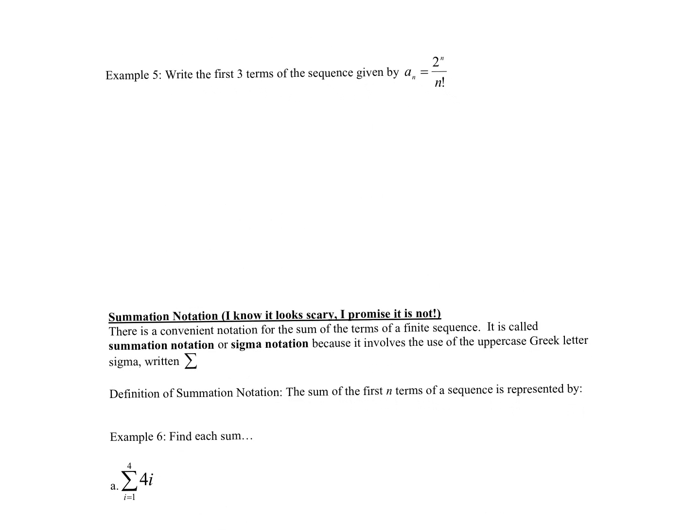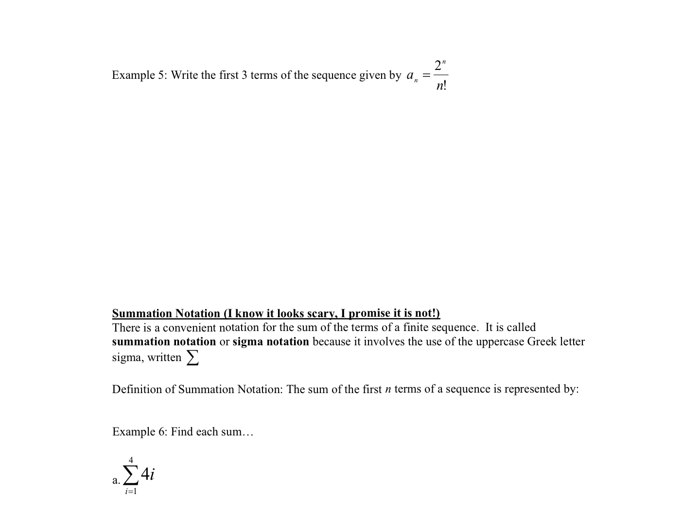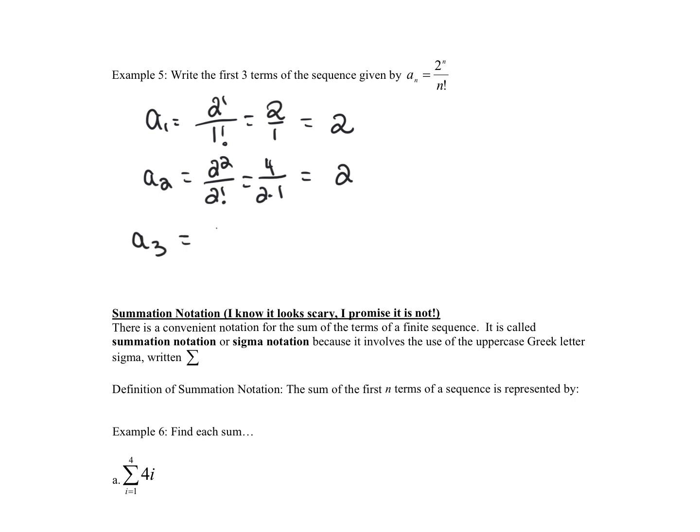Okay, so now let's write a sequence, a list of numbers in order, that have a factorial in them. So I want to find a sub 1. It's going to be 2 to the first over 1 factorial. That's a 2 over a 1, which is equal to 2. a sub 2 equals 2 to the second power over 2 factorial, which is 4 divided by 2 times 1, which is 2. a sub 3 equals 2 to the third over 3 factorial, so 3 times 2 times 1. 2 to the third is 8 over 6, which is 4/3. So the first 3 terms are 2, 2, and 4/3.